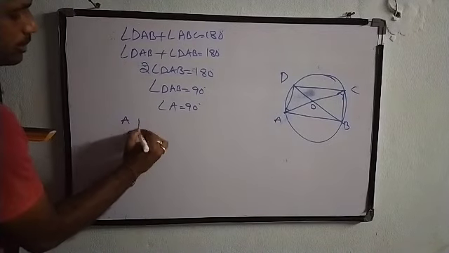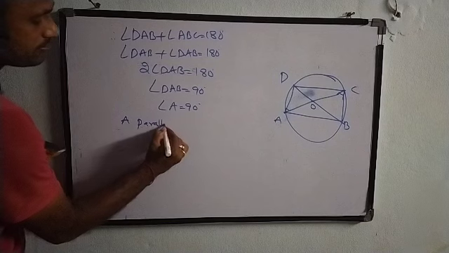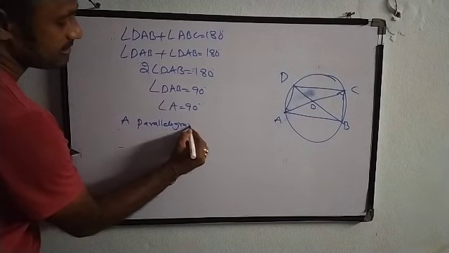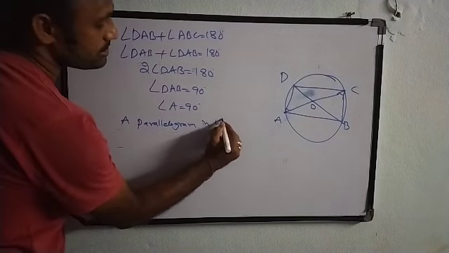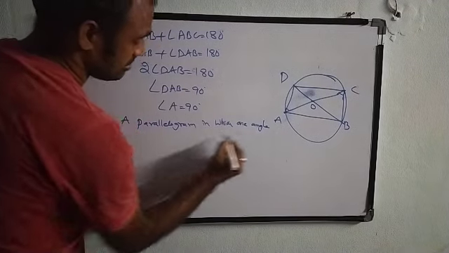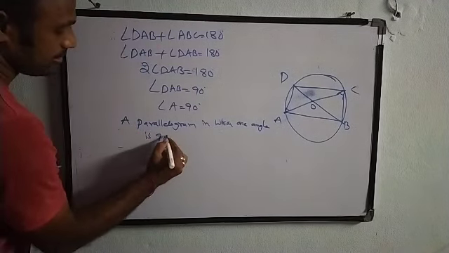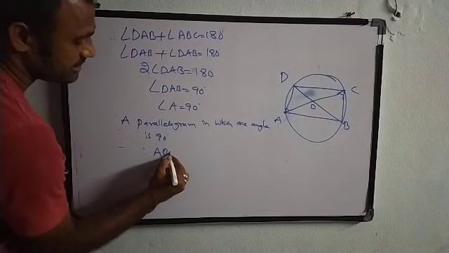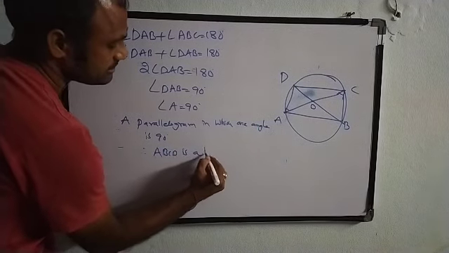So a parallelogram in which one angle is 90. Therefore, ABCD is a rectangle.